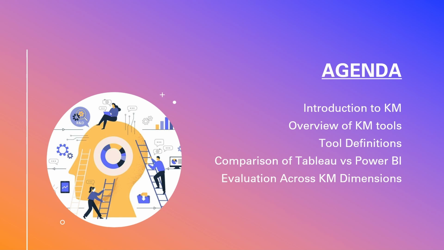Lastly, we'll cover an evaluation across 6 dimensions of KM, and this includes strategy, organizational culture, organizational processes, management and leadership, technology, and lastly, politics. And at the very end of this PowerPoint, there is going to be a link to the blog that will summarize this information as well as the reference page.